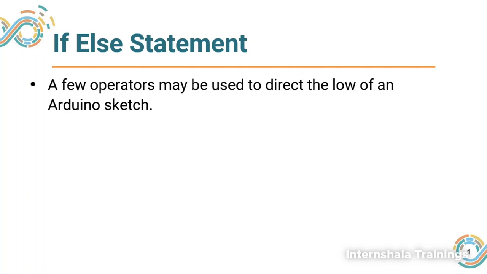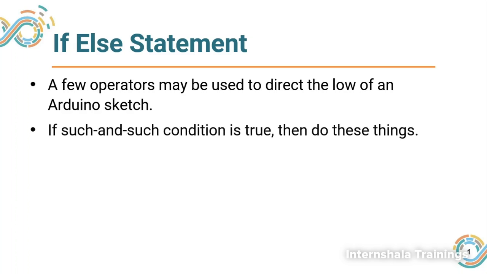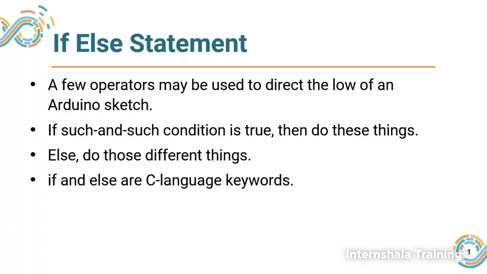So there are a few operators that will work when I say, okay, the received signal is low or the received signal is high. So if such a condition is true, then we say perform these set of statements. If that condition is not true, then we say, okay, do something else. If-else is directly taken from C language in Arduino programming language also.